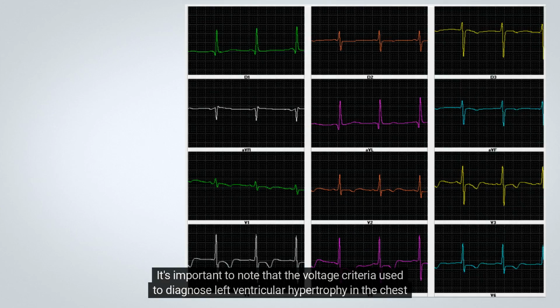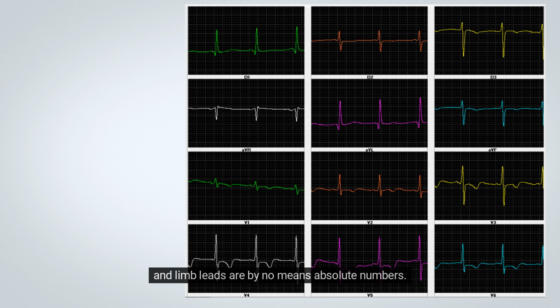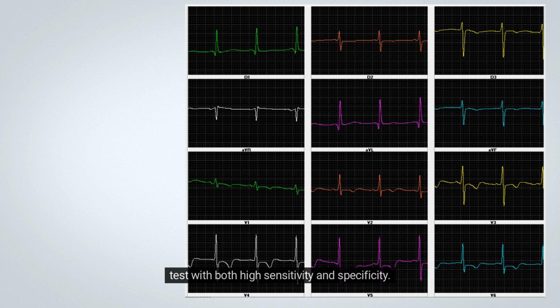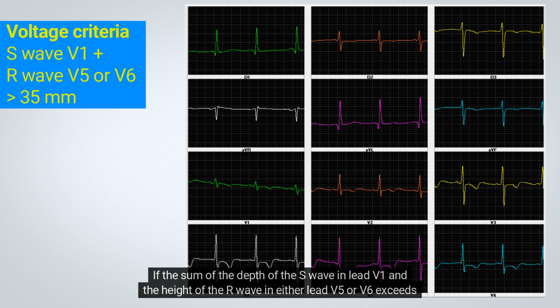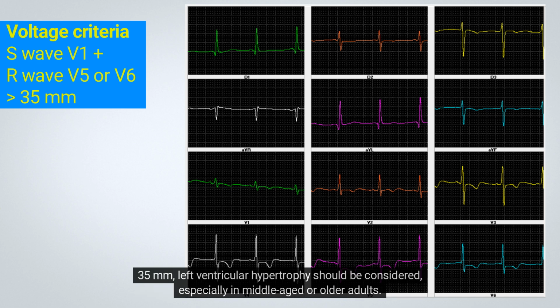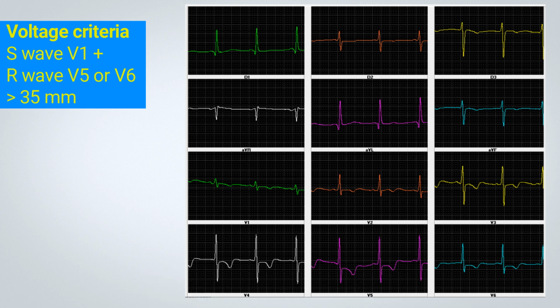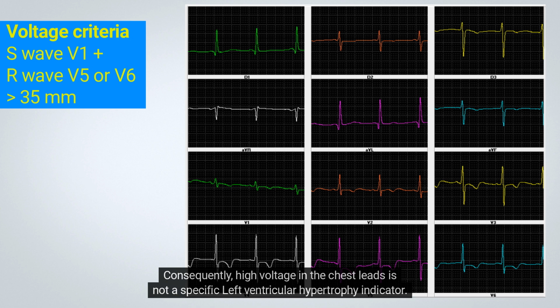It's important to note that the voltage criteria used to diagnose left ventricular hypertrophy in the chest and limb leads are by no means absolute numbers. In fact, many different criteria have been proposed, reflecting the imperfection of ECG in providing a test with both high sensitivity and specificity. If the sum of the depth of the S wave in lead V1 and the height of the R wave in either lead V5 or V6 exceeds 35 mm, left ventricular hypertrophy should be considered, especially in middle-aged or older adults. However, high voltage in the chest leads is a common normal finding, particularly in athletic or thin young adults. Consequently, high voltage in the chest leads is not a specific left ventricular hypertrophy indicator.